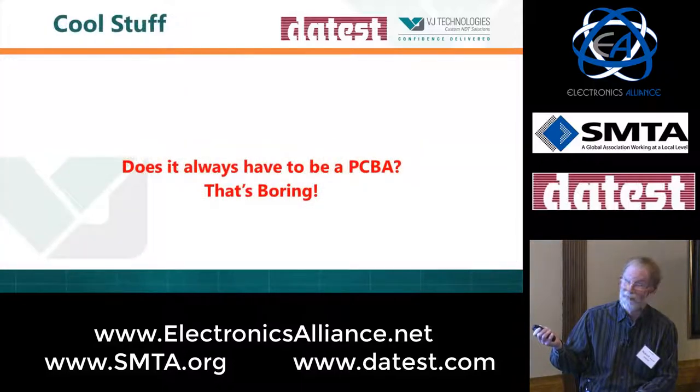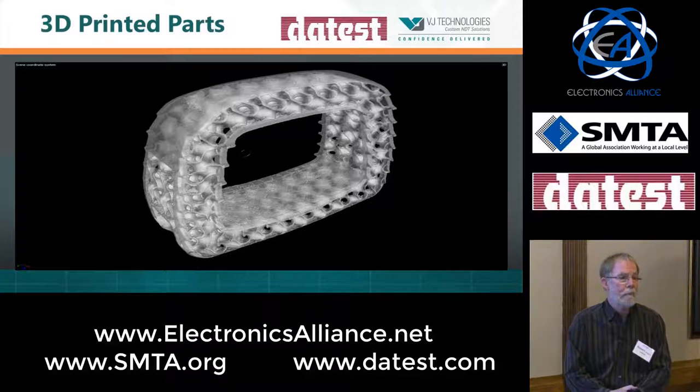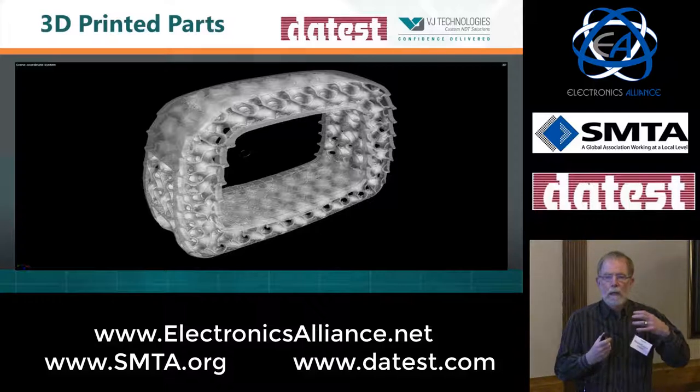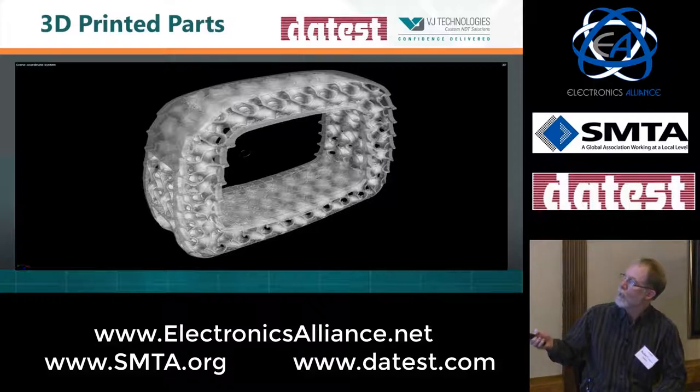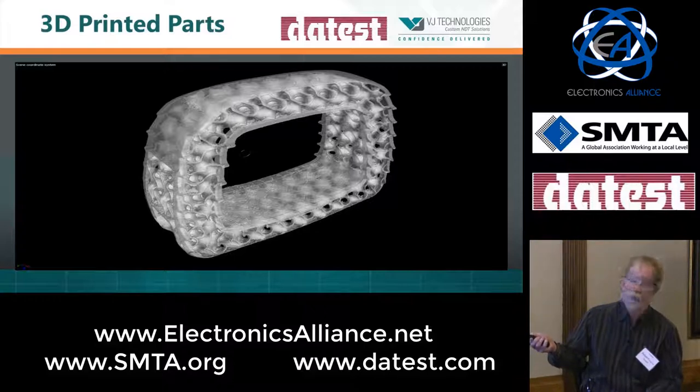You can also do other stuff, like 3D printed parts. This is a part for a medical application. It is a prototype of an implantable prosthetic device. And the reason you see the serrated edges and the roughness there, this is designed to blend in and adhere to human tissue. It's used to hold open certain passageways and tissues in the human body. And it was all done by additive manufacturing, 3D printing.